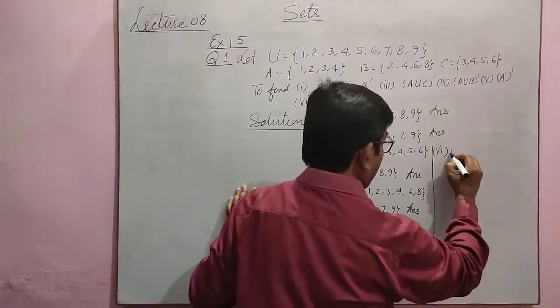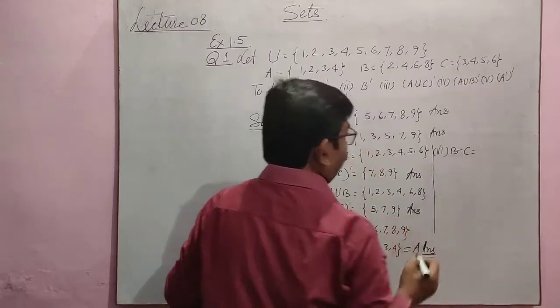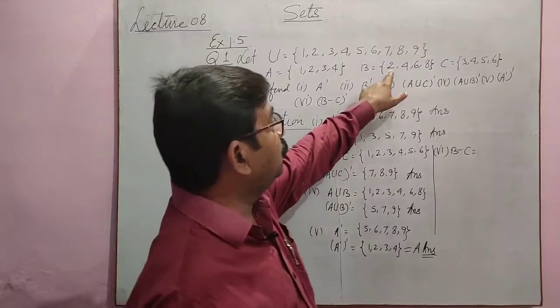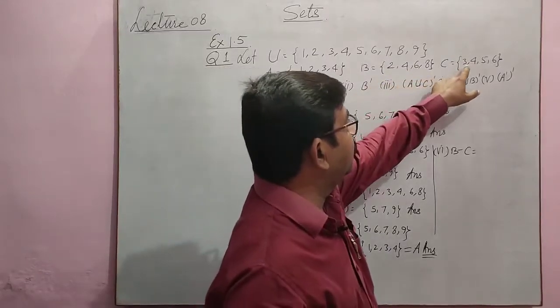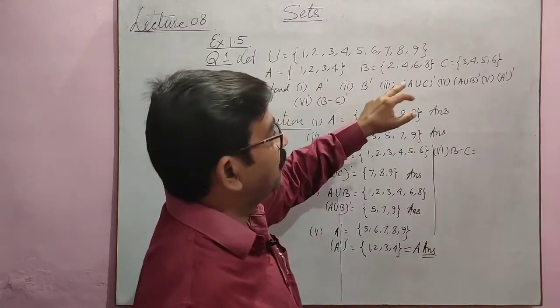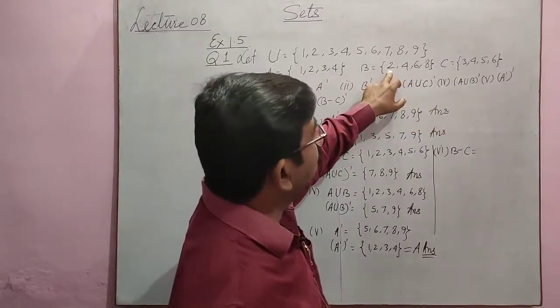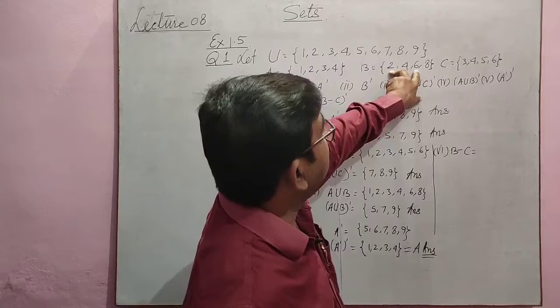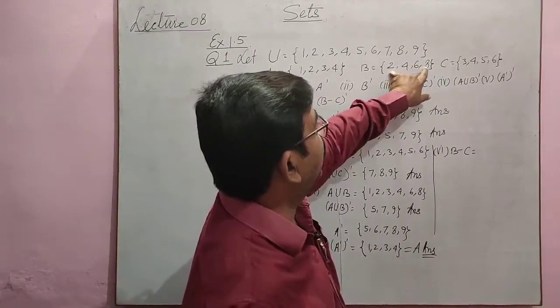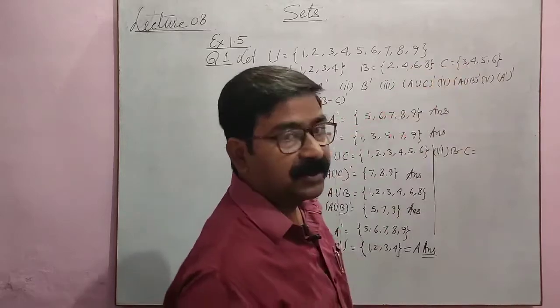B minus C means what? Elements of B which are not found in C. We have 2, 4, 6, 8 here, and here we have 3, 4, 5, 6. So which of the elements of B are not found in C? 6 is found, but 2 and 8 are not there in C.